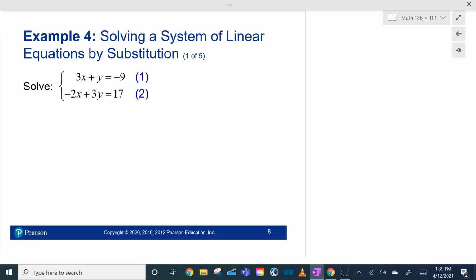Now let's solve it by substitution. What we're going to do here is take this first equation. First of all, I'm going to think, what's the easiest variable to solve for? It looks like this y is by itself. In other words, its coefficient is 1. If you have a coefficient of 1 or negative 1, I'd probably go with that one and solve for that variable. So I pick any equation and solve for a variable. So 3x plus y equals negative 9. Let's solve that.